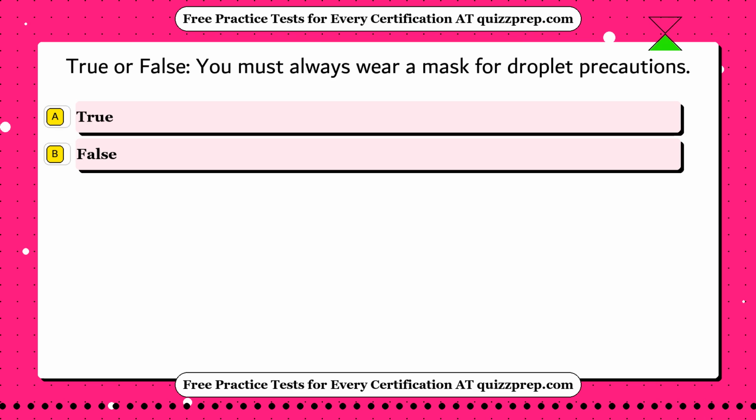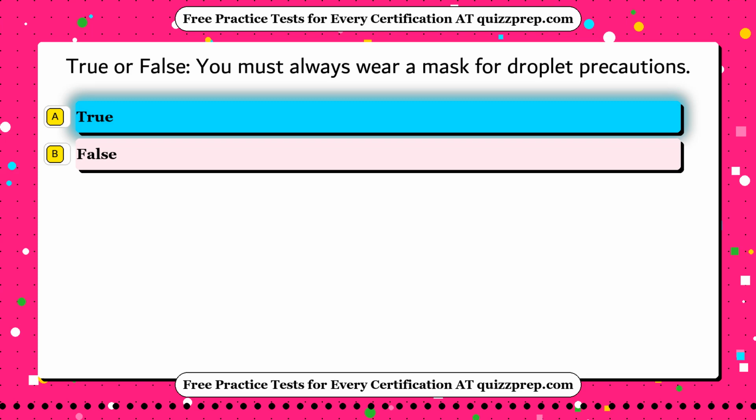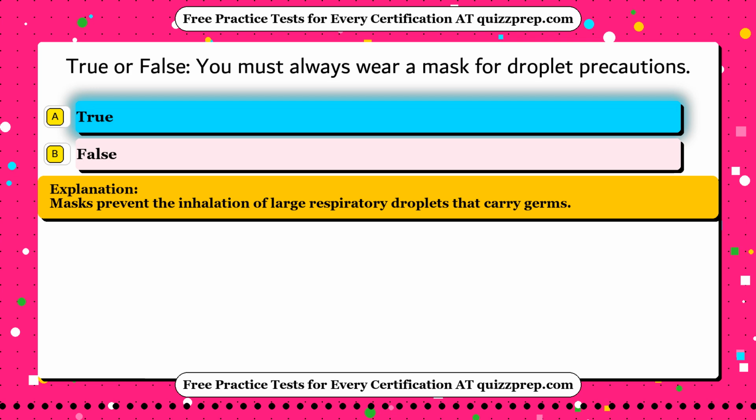Question 130. True or false, you must always wear a mask for droplet precautions? Option A, true. Option B, false. The correct answer is option A, true. Masks prevent the inhalation of large respiratory droplets that carry germs.